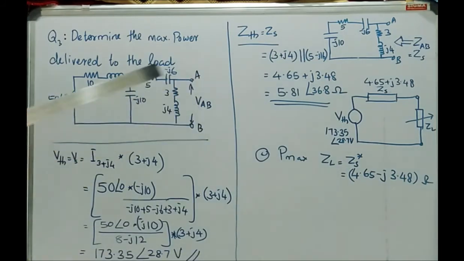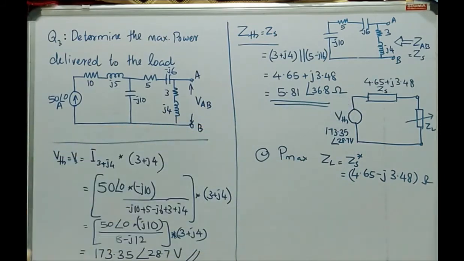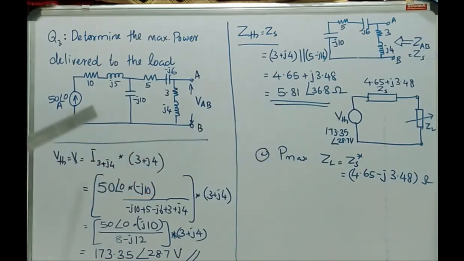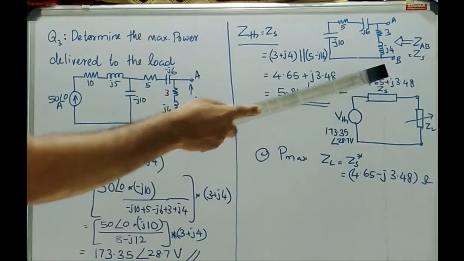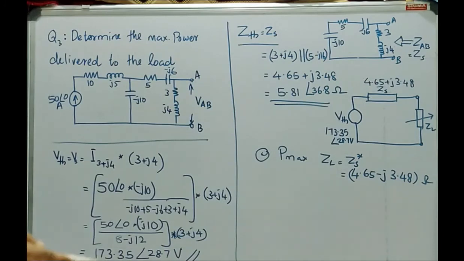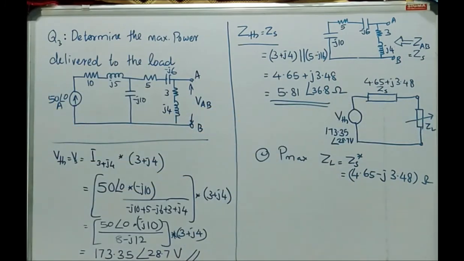Next step is, based on these values, we need to draw the Thevenin's equivalent network. So this is the Thevenin's equivalent network, that is, any linear bilateral network with output terminals A and B can be replaced by a voltage source in series with an impedance. Into that network we connect a load impedance ZL. Here we need to determine the maximum power delivered to this load.